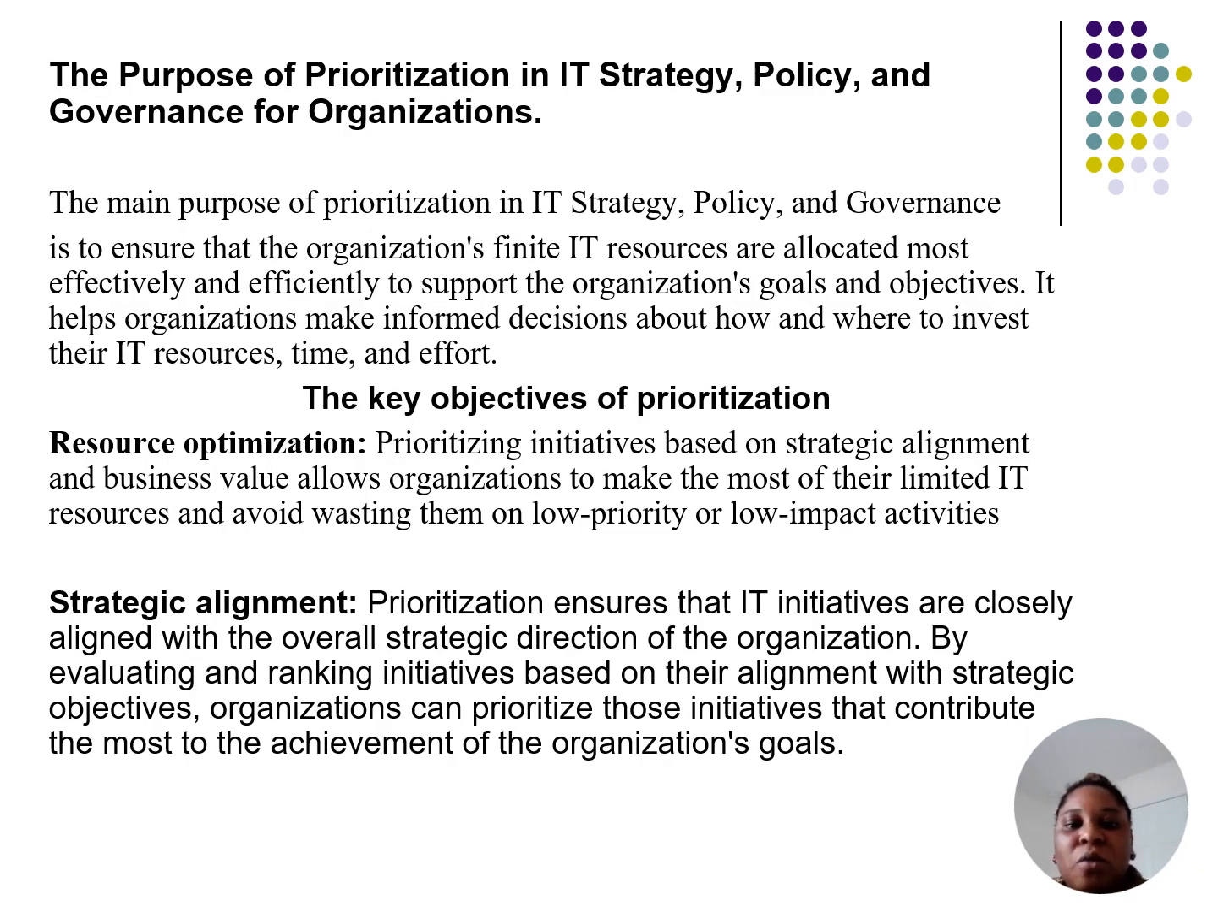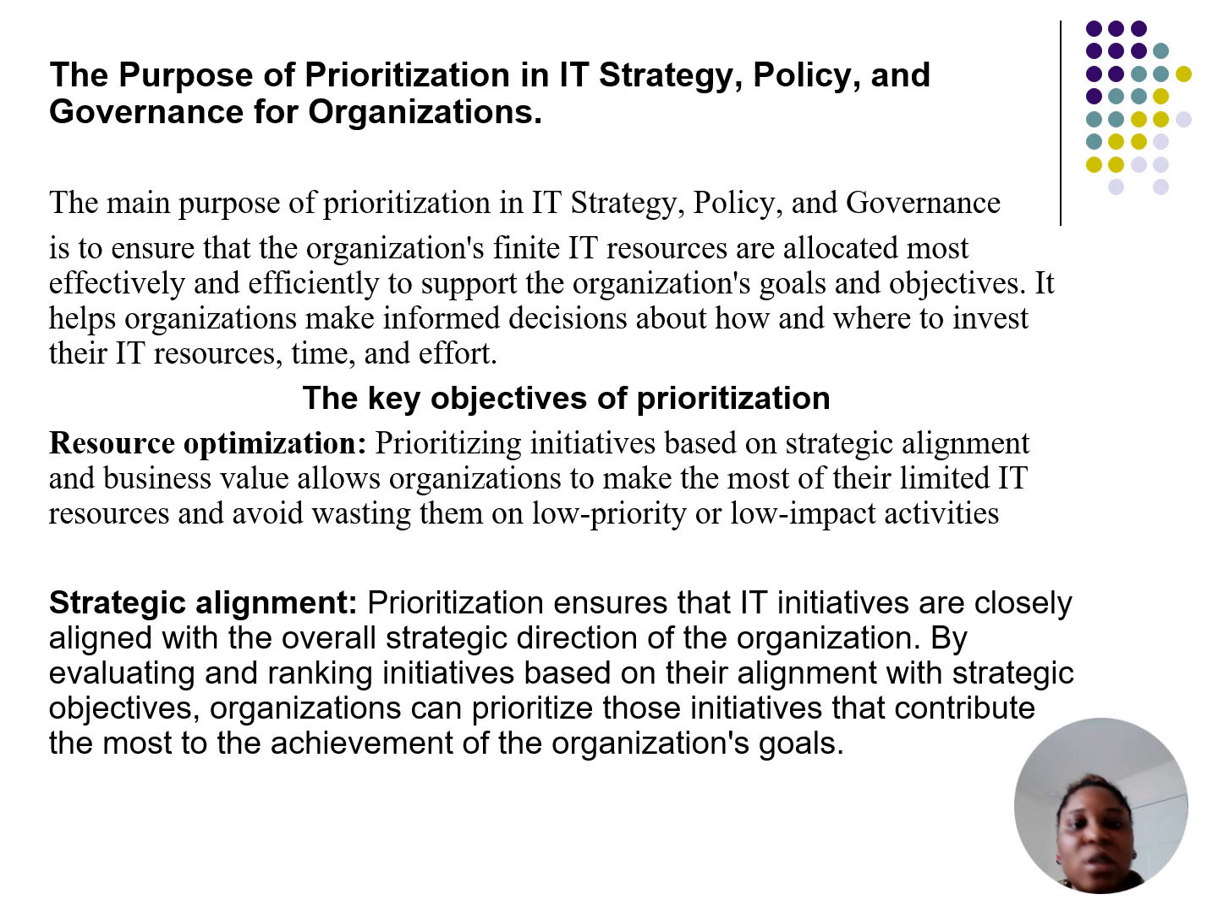The purpose of prioritization in IT strategy, policy and governance for organizations. Prioritizing IT resources in strategy, policy and governance helps organizations allocate limited resources effectively to support their objectives. There are five key objectives of prioritization in IT strategy, policy and governance. One, resource optimization, which deals with prioritizing strategic initiatives, maximizing IT resources, and aligning low-value activities.